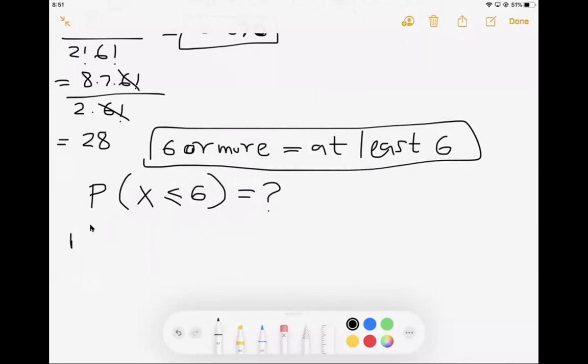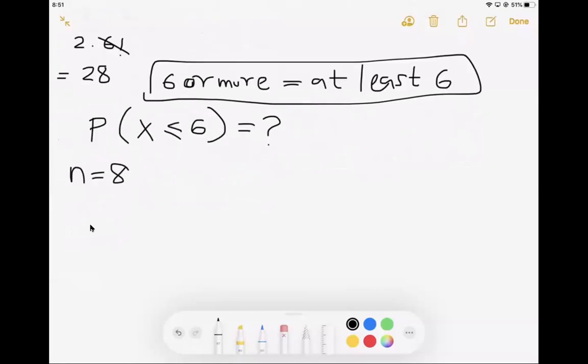We know N is 8. Remember in the beginning we wrote n is 8. That means we have 8 individuals. In here, x is less than or equal to 6. Sorry, actually this is wrong. 6 or more means the other way. Okay, I will erase this.